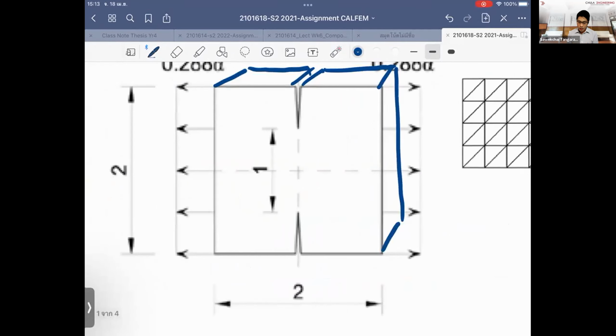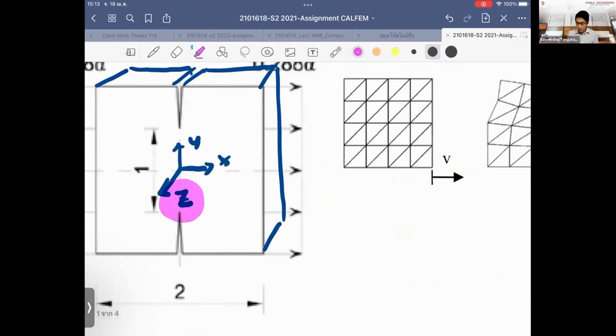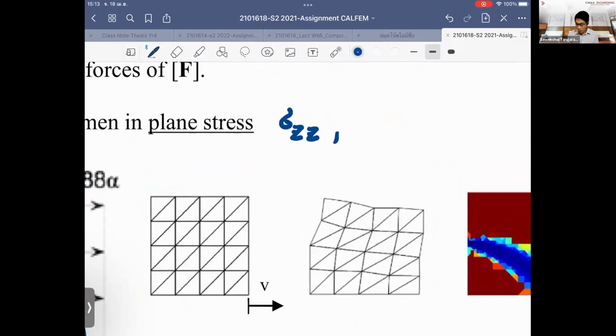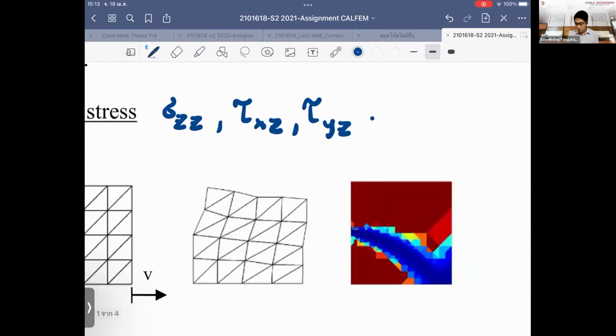If I assume that the plane lies in the direction of X and Y, and the Z is here, or some people call it the C, we say that in the perpendicular direction the stress equals 0. This also includes all the shear stress, including XZ and YZ. So three of these terms, the stress, are equal to 0.